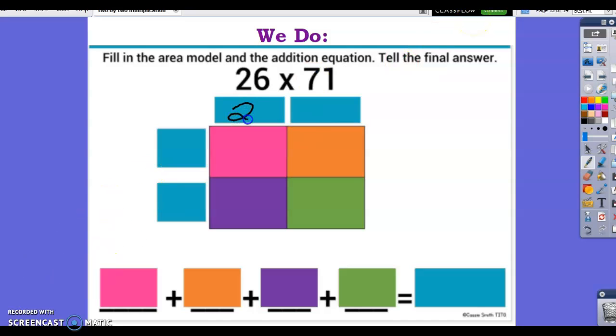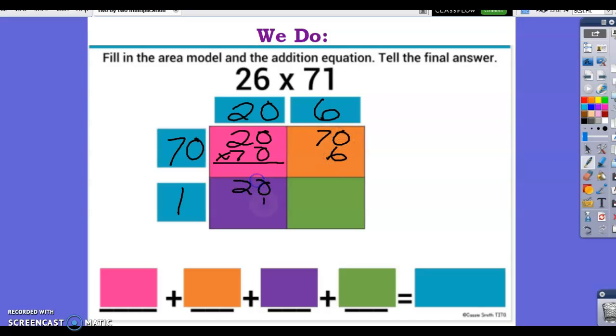You should have a 20, a 6, a 70, and a 1. Then in your box, you should have had 20 times 70. You should have 70 times 6. You should have 20 times 1. And you should have 1 times 6. If you get all of these equations written and they were correct, now check your math to see if you got the multiplication correct.